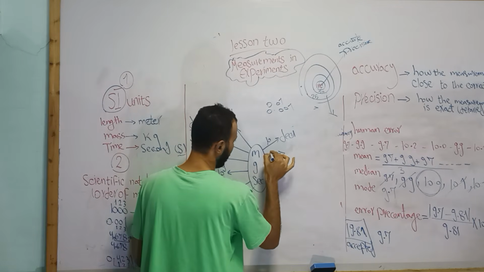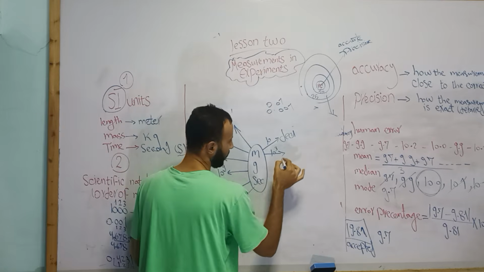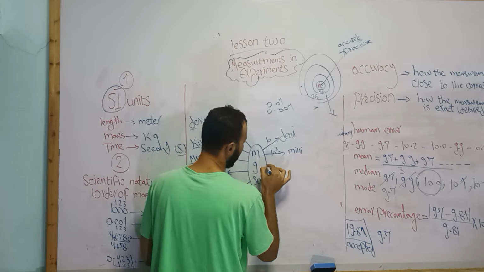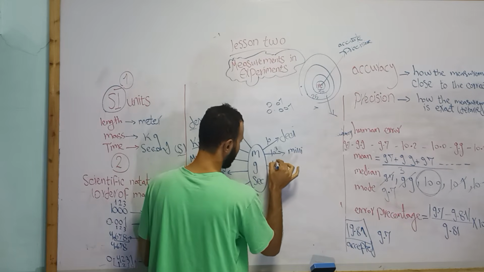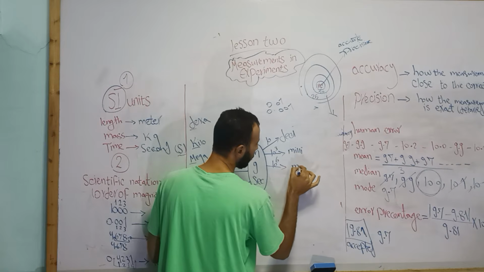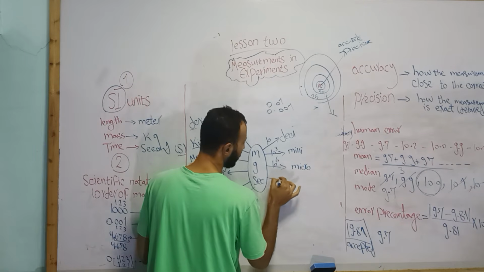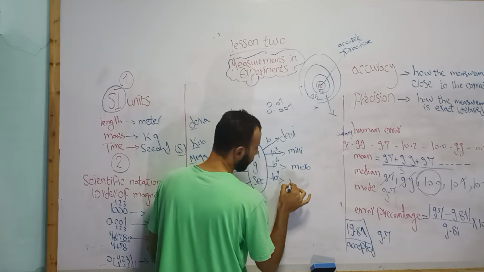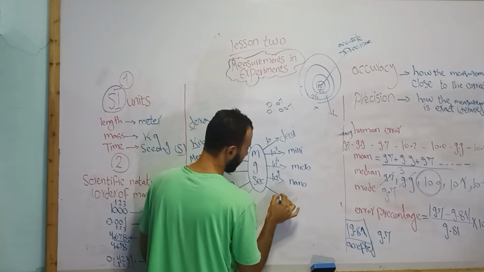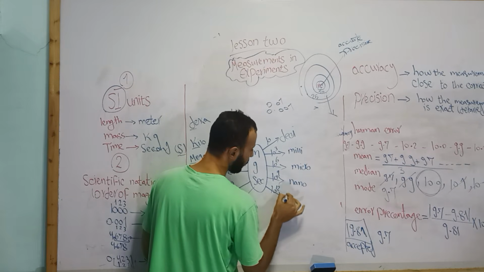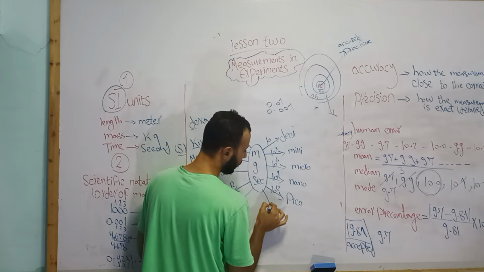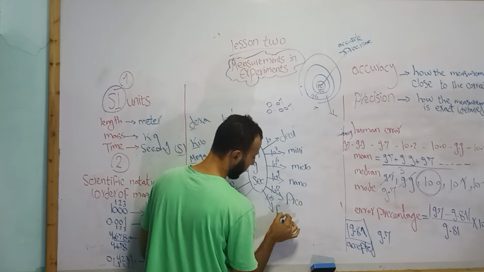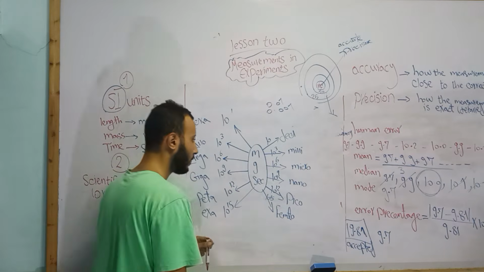Okay? And then if it was 10 to the power 3, it's milli. 10 to the power 6, it's micro. If it was 10 to the power 9, it's called nano. Then 10 to the power 12, pico, and 10 to the power 15 is called femto. Okay?